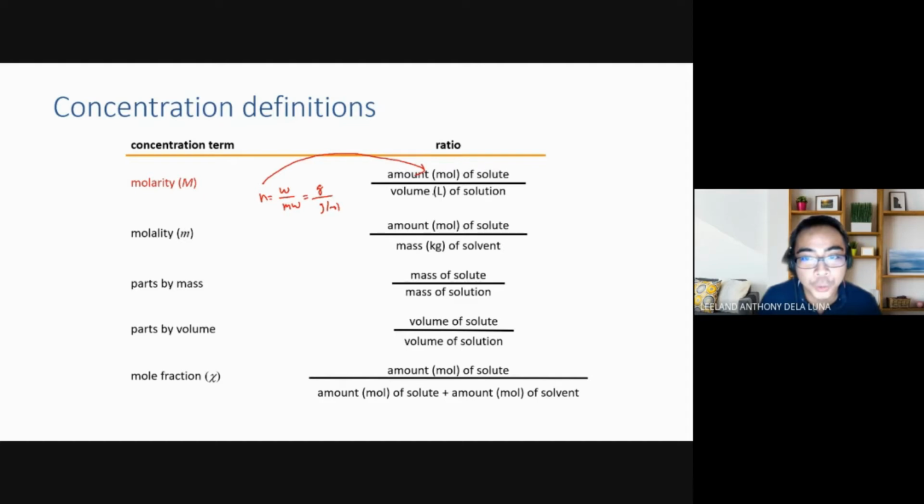Of course, the solution is whatever volume. Normally, class, the volume should always be expressed in liters for molarity. Molality, on the other hand, is similar to molarity. What's the difference?